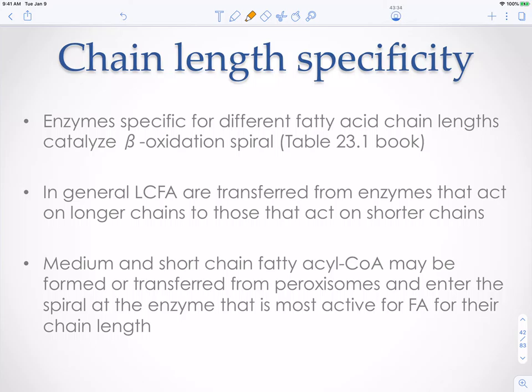Okay, sorry. So I was talking about chain lengths. Yes, you have different enzymes that work on different chain lengths. We're also going to talk about branched chain fatty acids and very long chain fatty acids that are going to be oxidized in the peroxisomes. They're going to generate medium and short chain fatty acyl CoAs, which can be transferred from peroxisomes to the mitochondria and continue to be processed in the mitochondria, for example.